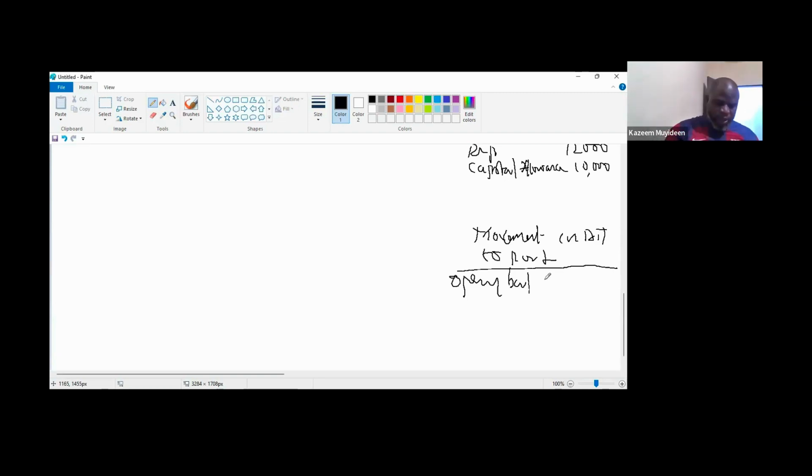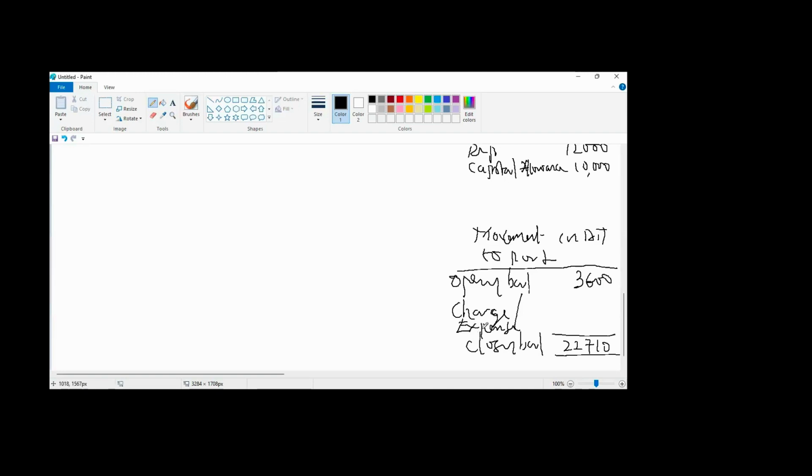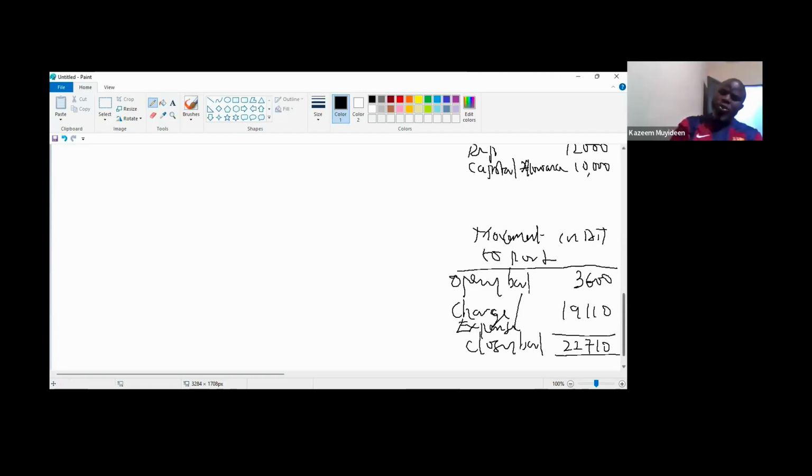The opening balance, 36. Then we close with closing balance, 22,710. So it's a charge to P&L, charge or expense. And I say 22,710 minus 36, which is 19,110. So I'll go and put that.